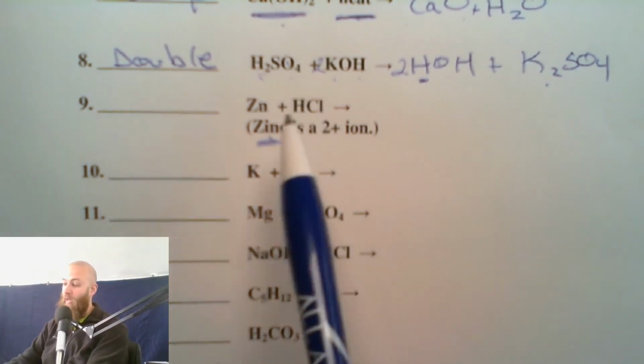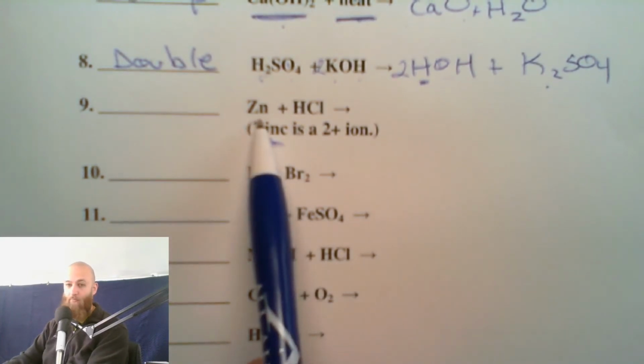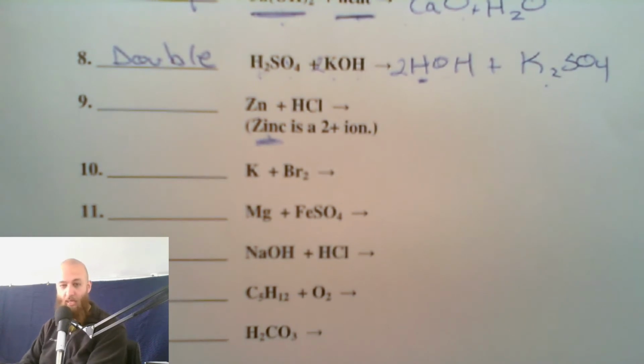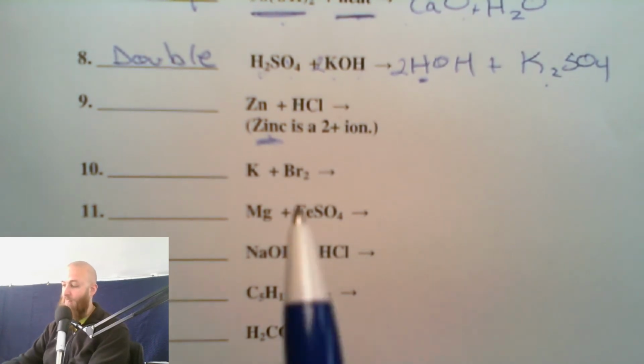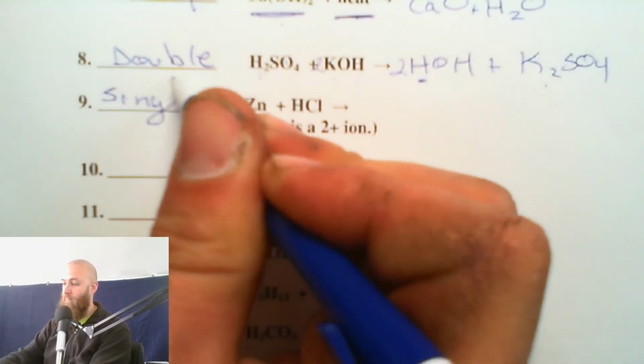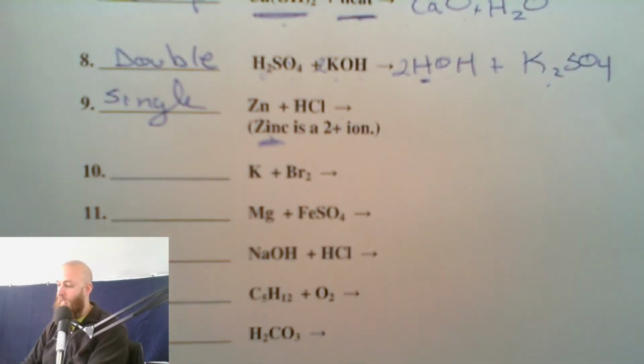All right, so for number 9, we got a metal and an ionic compound. Okay, Kaylin, same thing. Just like what I said to Connor, you're going to be all right. We'll get this. So metal and ionic compound, that's definitely a single replacement. Okay. Let's see here.